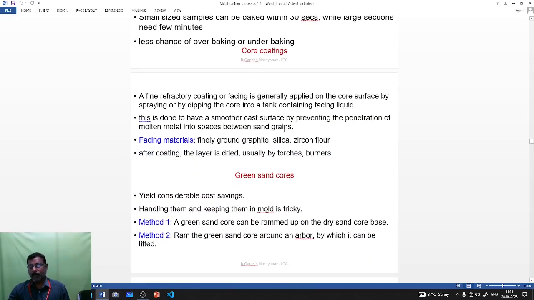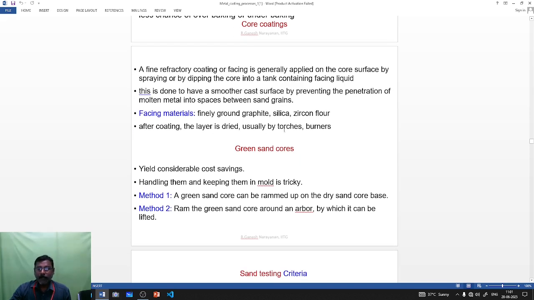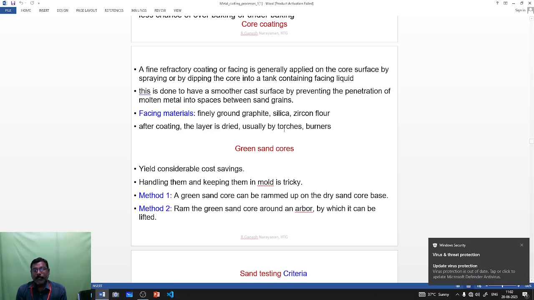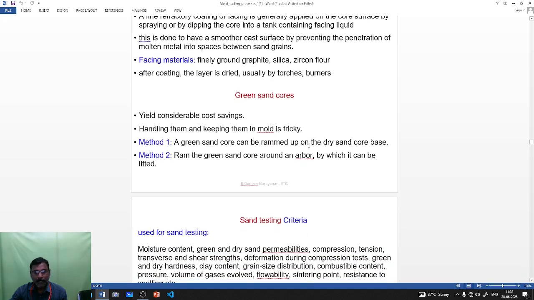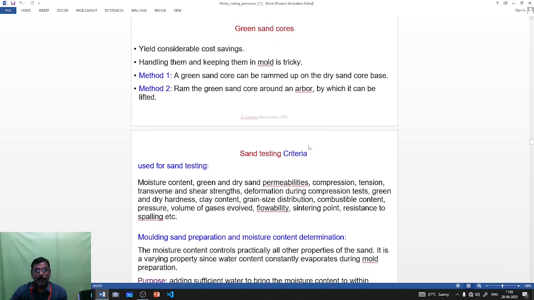Then green sand cores. Handling them and keeping them in the mold is strictly followed by the rules and regulations for the casting process.